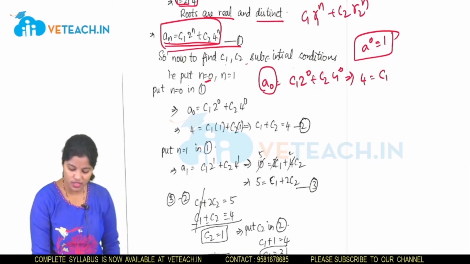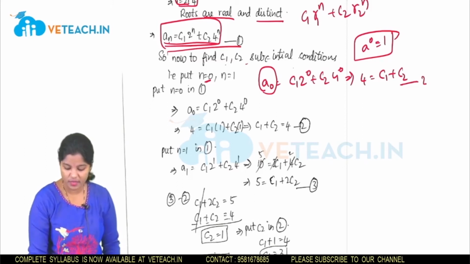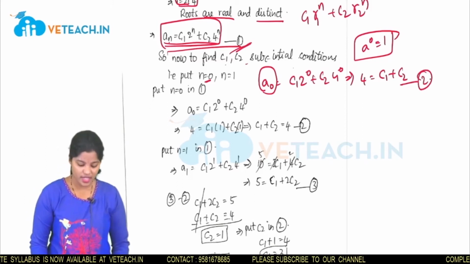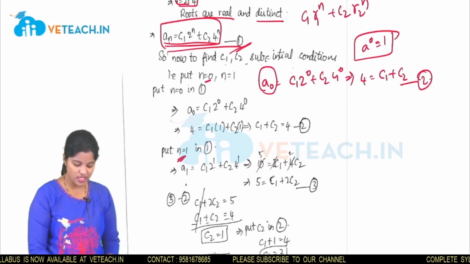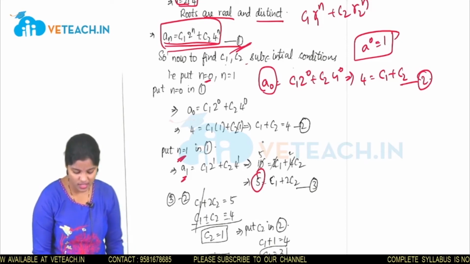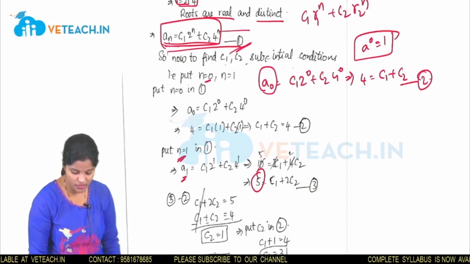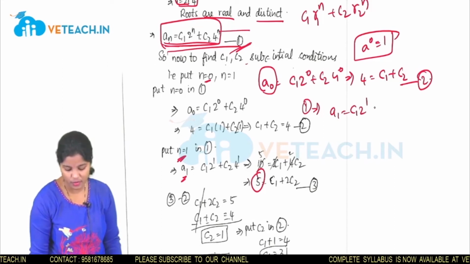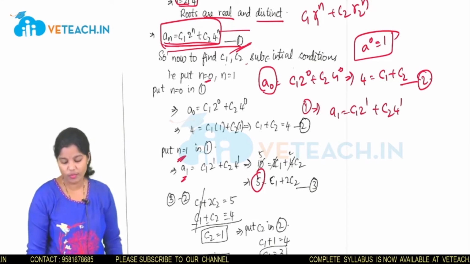4 is equal to C1 plus C2. Let it be equation 2, because we already took the earlier equation as 1. Now substitute another condition. When n is equal to 1, A1 value is given as 5. So when n is equal to 1, this first equation transforms to A1 is equal to C1 into 2 power 1 plus C2 into 4 power 1.